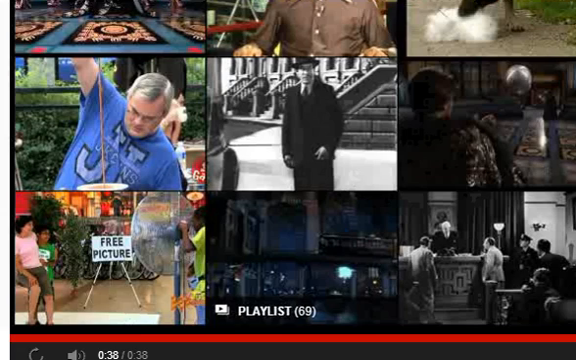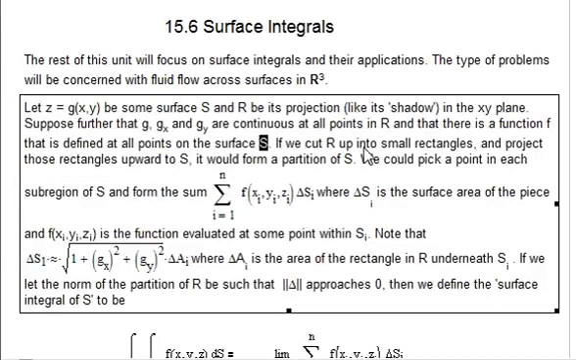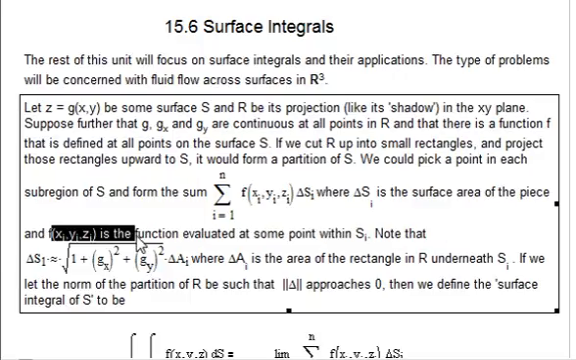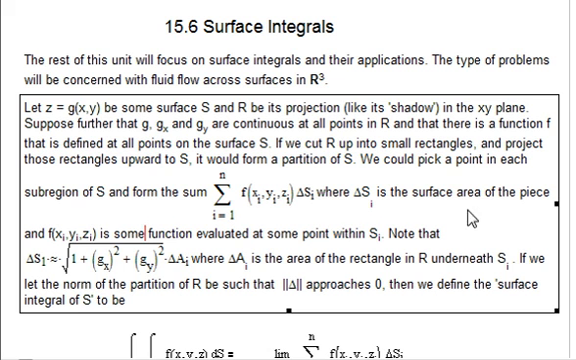And so terror has been stricken into my heart by this shadow of the surface S into the xy plane. If we cut up our shadow region R into small itsy-bitsy rectangles and project those rectangles upward to the surface S, it would form a partition of our surface S. We could pick a point in each sub-region of S, in other words, each one of these rectangular projections onto S, and form the sum, i going from 1 to n, of f of xi, yi, zi, delta Si, where delta Si is the surface area of the piece, and f of xi, yi, zi is some function evaluated at some point within Si.